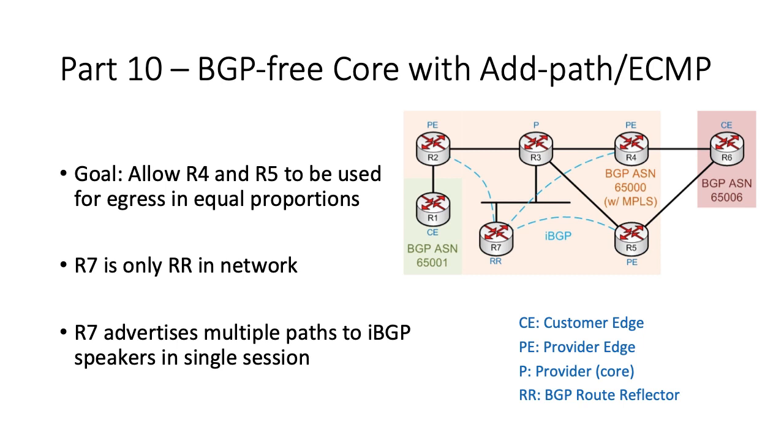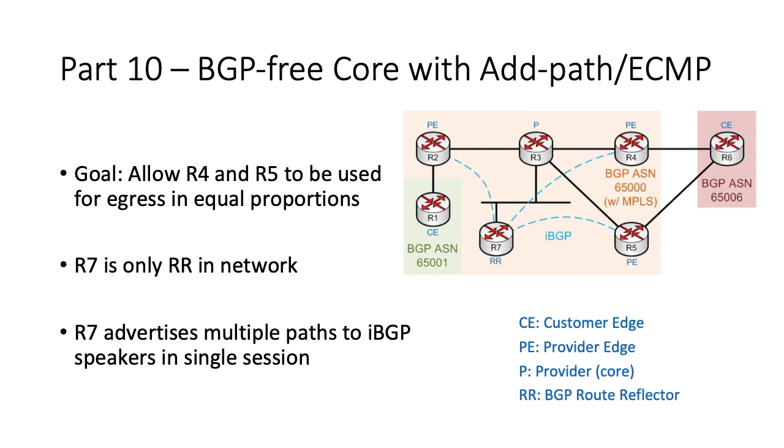At a minimum, R7 must send additional paths to R2 so that both R4 and R5 can be used for egress routing for traffic flowing from left to right. This negotiated capability allows BGP speakers to advertise multiple paths to the same prefix within the same BGP session, as seen in a previous video. When R2 receives the paths, it will install both for equal cost load sharing using iBGP multipath.